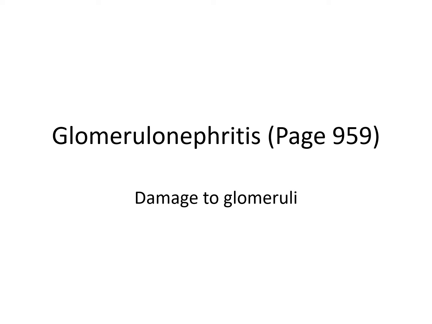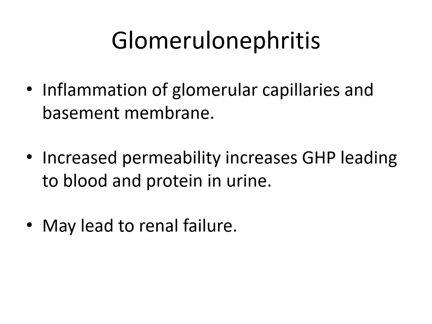Another disorder is called glomerulonephritis. As you know, it's any itis, so this is some sort of infection, and this is damage to the glomeruli. This is inflammation of the glomerular capillaries and their basement membrane, and as a result, there's an increased permeability and an increase in the glomerular hydrostatic pressure, leading to blood and protein in the urine, and of course, this may lead to renal failure.